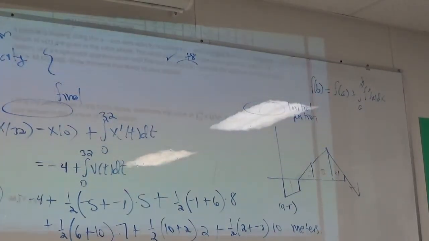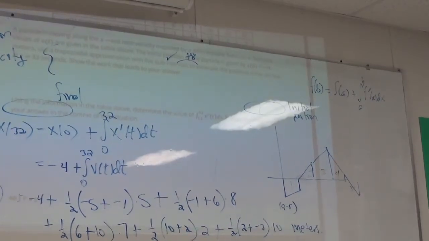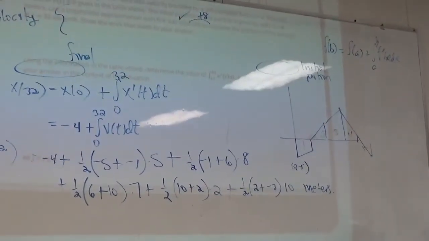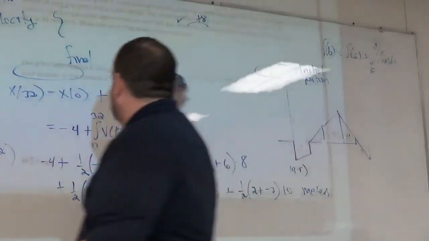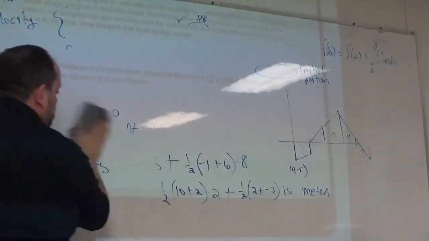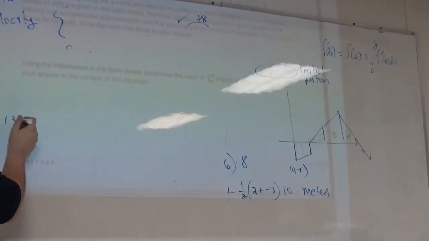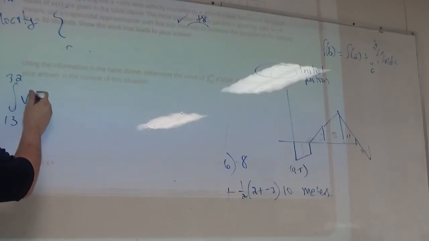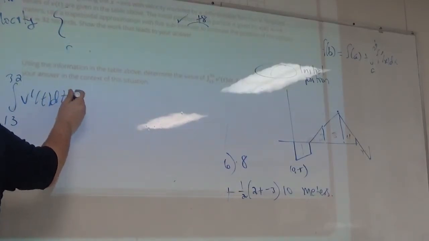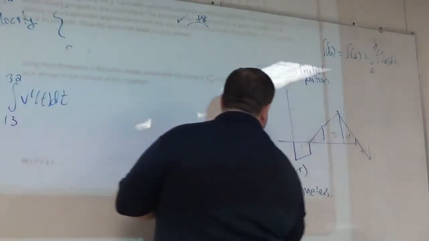All right, last part. Using the information in the table, determine the value of the integral from 13 to 32 of v prime of t dt, and explain the meaning of your answer in the context of the situation. This is our last one, and we're going to be just fine. I want the integral from 13 to 32 of v prime of t dt.